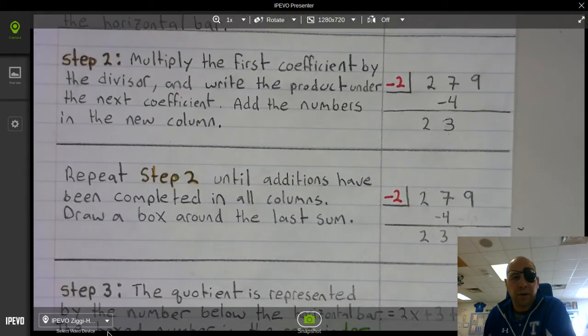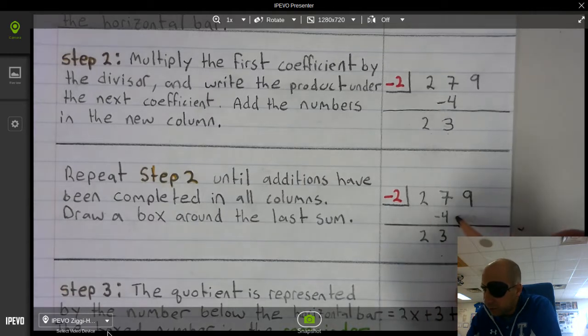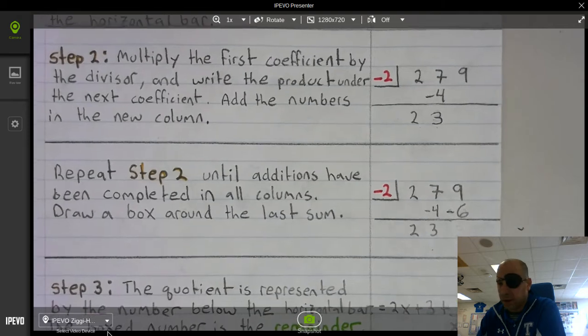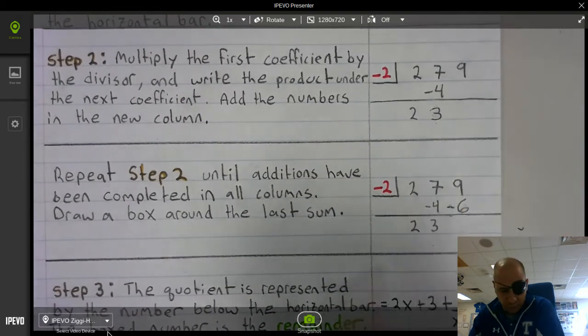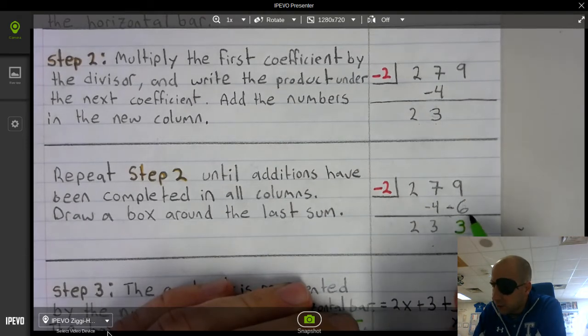All right. Now the next thing is to repeat step 2 until additions have been completed in all columns. Draw a box around the last sum. So we multiply negative 2 times 3, which is negative 6. And then we add. So 9 minus 6 is 3. And it says to put a box around that.